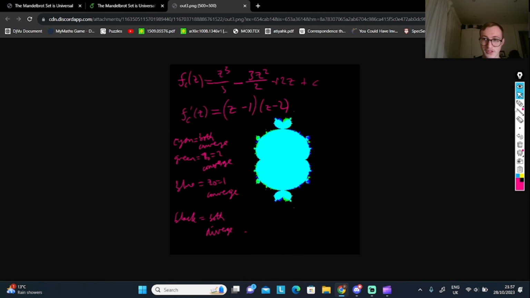Another example. So this time we looked at the function z cubed over 3 minus 3z squared over 2 plus 2z plus c. So the derivative is z minus 1 times z minus 2. Now, how do we color this fractal? Cyan is both converging. Green is starting with z0 equals 2 converges. Blue is starting with z0 equals 1 converges, but the other one doesn't. And black is both diverge.